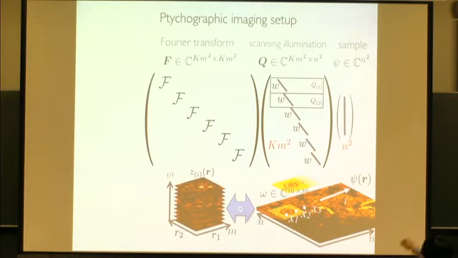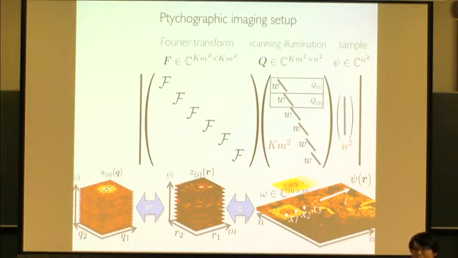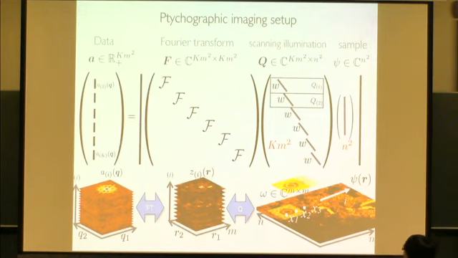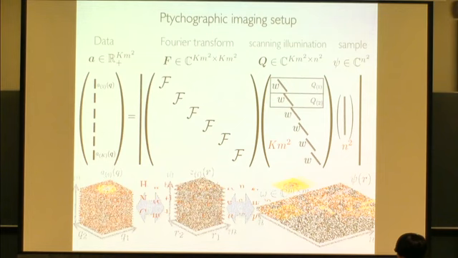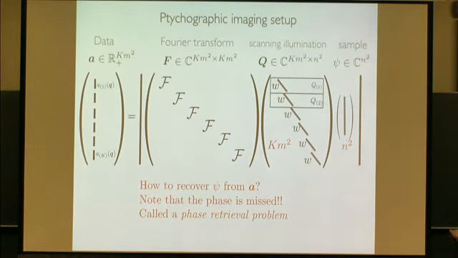Then, for every illumination window, we take the Fourier transform. Then we take the absolute value. That will be our model of the diffractive images. So we get in the very end k diffractive images denoted as Ai, and we can pile them up as a big matrix, which is data. It's in R^(k m squared). Now the question is, how can we recover psi from A?